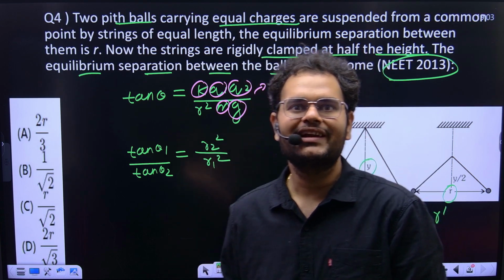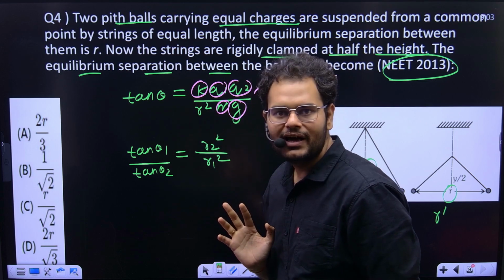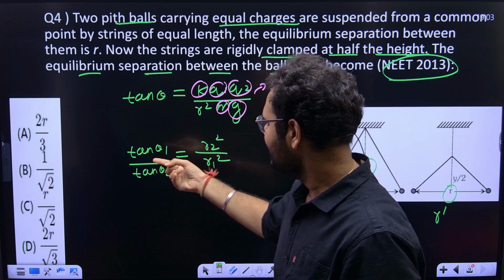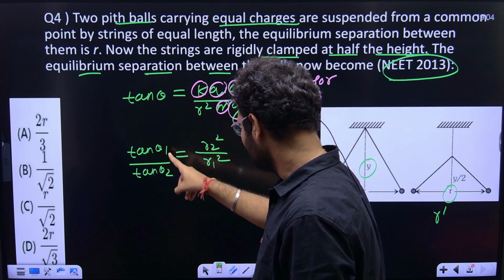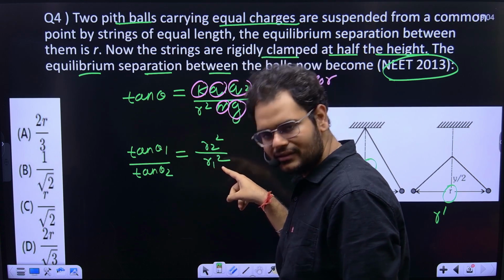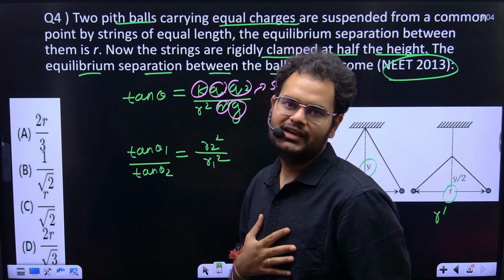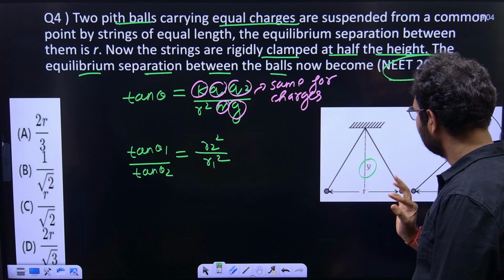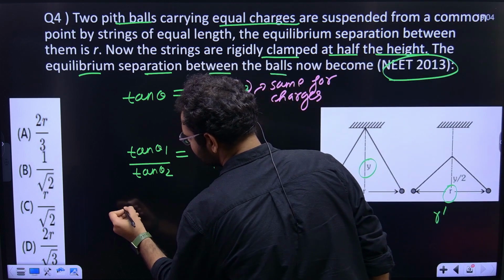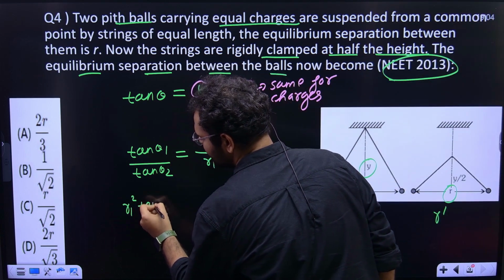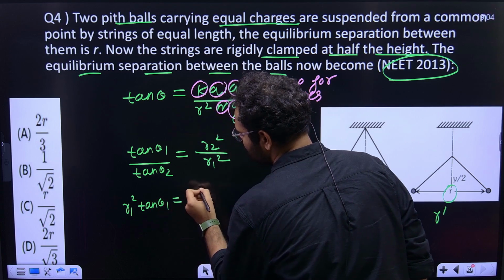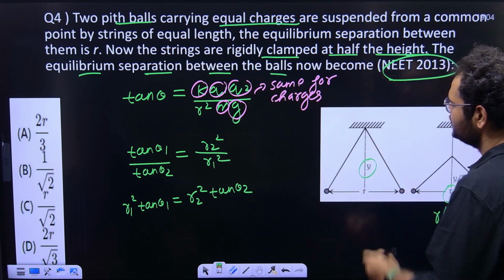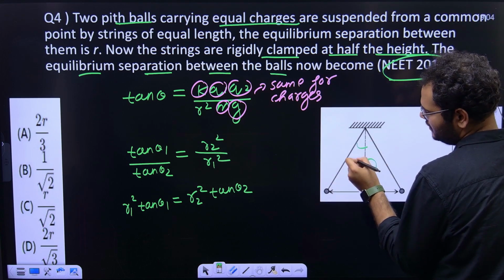Sir, from where are you getting this? See, tan theta is inversely proportional to R square. If it is inversely proportional, numerator upon denominator, for theta 1, R1 will be downside and for theta 2, R2 will be upside. Another important thing: we will arrange this as R1 square tan theta 1 is equal to R2 square tan theta 2.